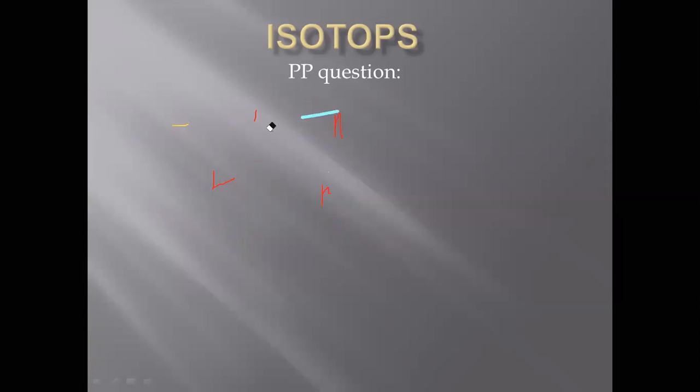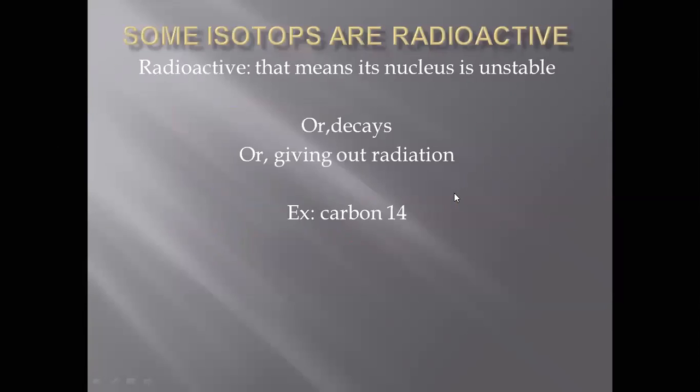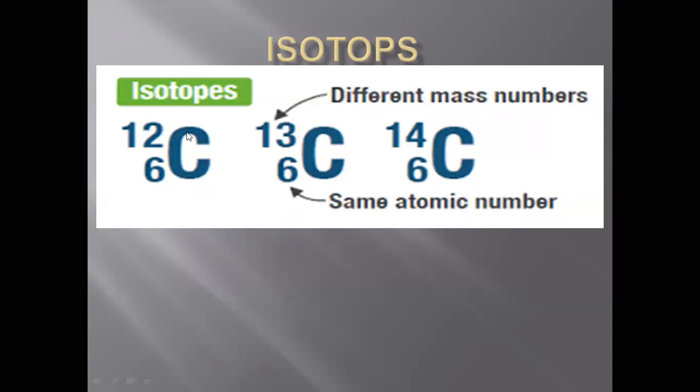So Ali said A and C are isotopes of each other. Why? Because they have the same number of protons but a different number of neutrons. What I need to say is that isotopes have the same chemical properties. If I'm talking about the chemical properties of carbon-12, they are the same as carbon-13 and carbon-14. Why? Because all isotopes have the same number of electrons.